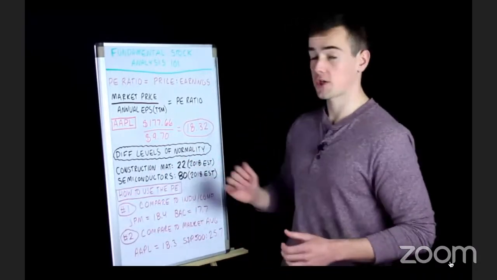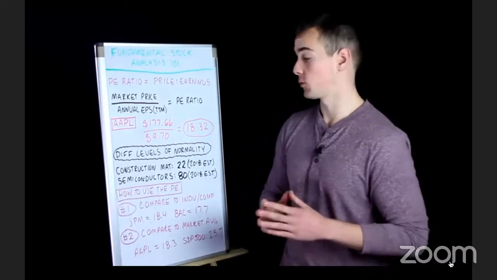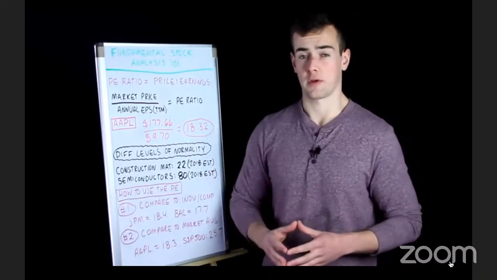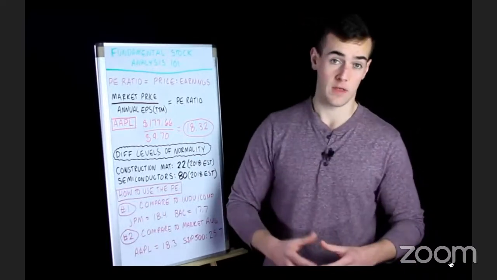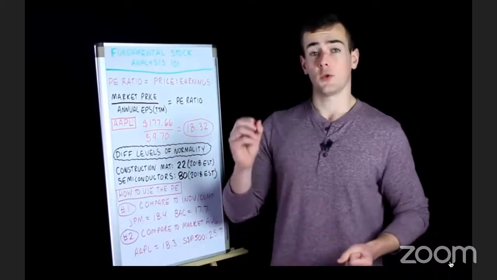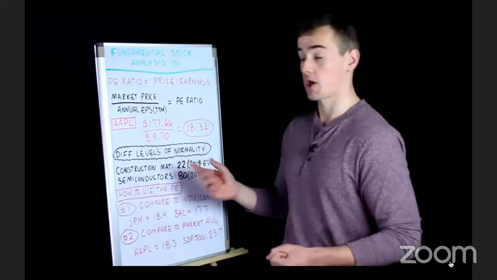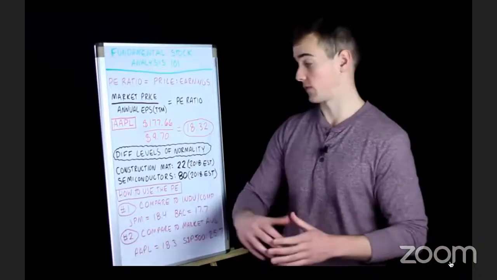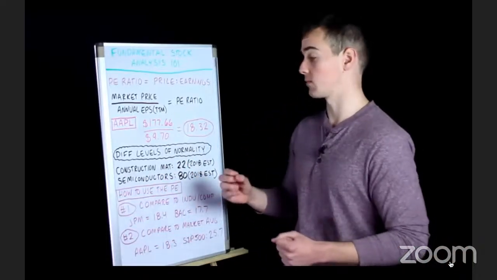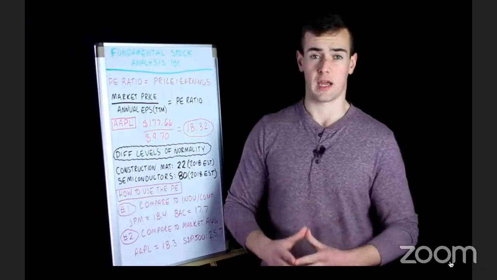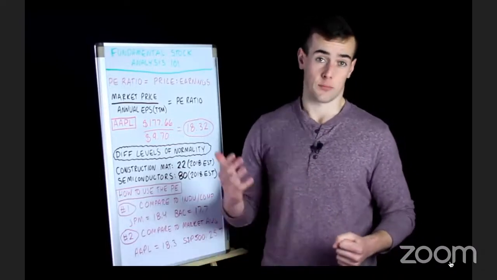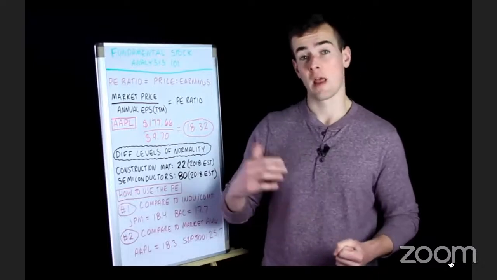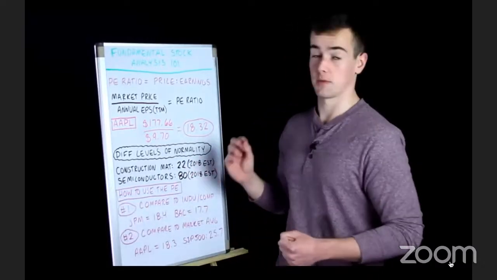The construction materials industry has an average PE of 22, and that's a 2018 estimate, while the semiconductors industry has a price to earnings ratio of 80, and that's again a 2018 estimate. So you could not compare a construction materials stock to a semiconductor stock because the levels of normality are almost 4 times the difference here. It's almost 4 times more expensive for a semiconductor stock, and that is primarily due to the fact that the projected growth for the semiconductors industry is significantly higher than the projected growth for the construction materials industry.